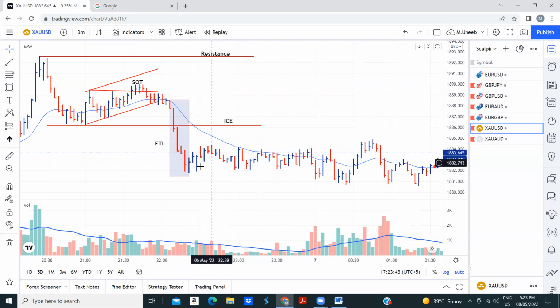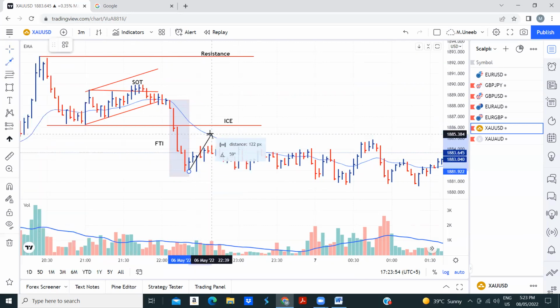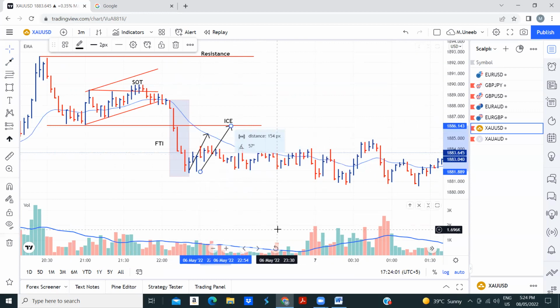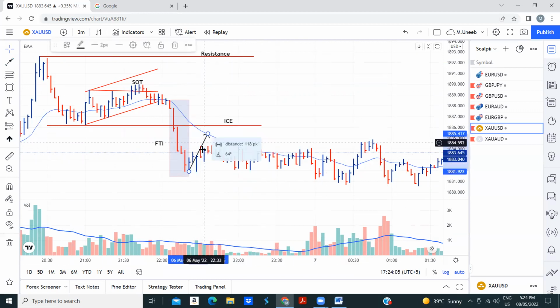retest the ice. But this is not always the case. The price sometimes will not act here. Sometimes the price will react to this, sometimes the price will react to this, and then reverse, or sometimes the price will start ranging before it. Okay, it will start ranging.